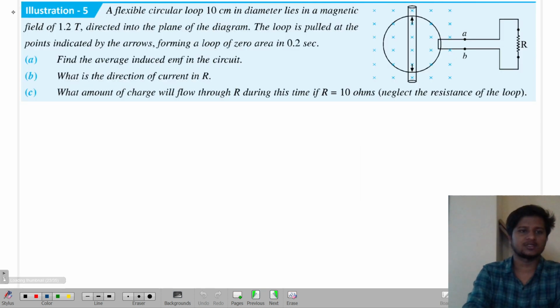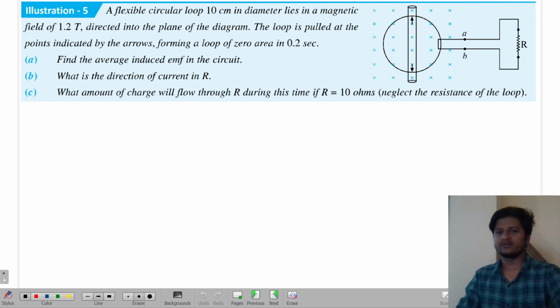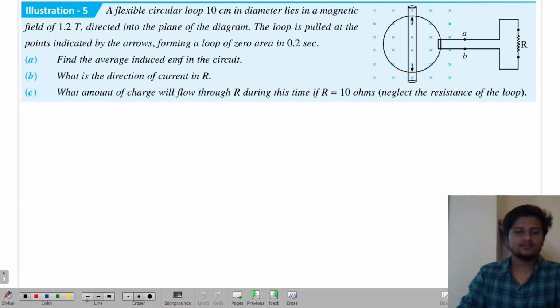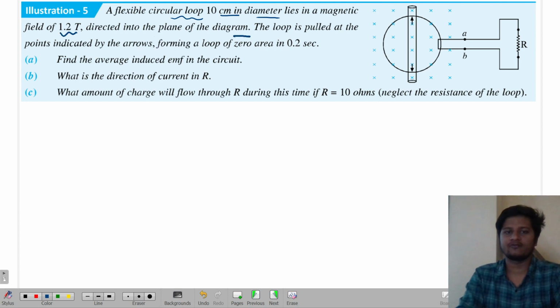Question number 1, based upon illustration 5. Till now we have done all 4 illustrations. This is illustration number 5. What is it saying? You have a flexible circular loop of 10 centimeter diameter. This circular loop is flexible, and how much diameter does it have? 10 centimeter, in a magnetic field of 1.2 tesla directed into the plane of the diagram.